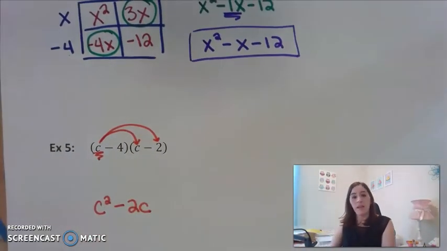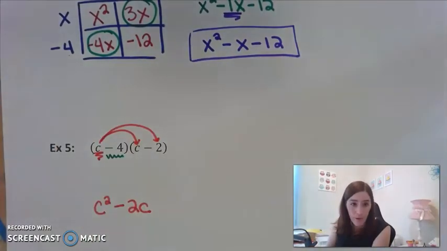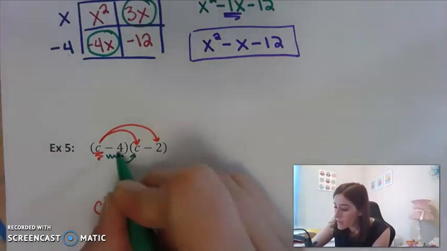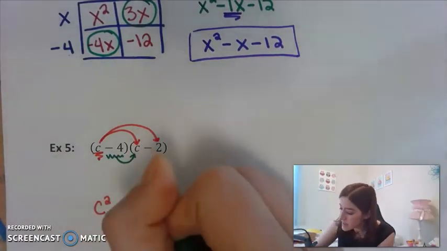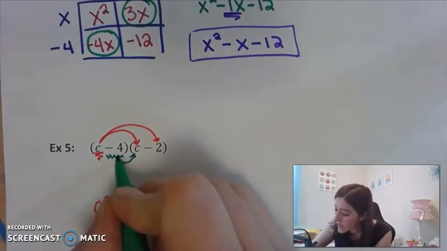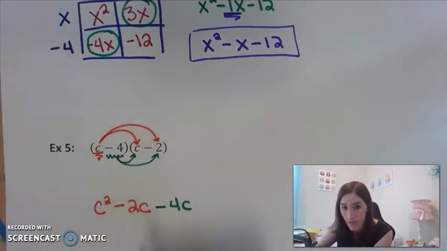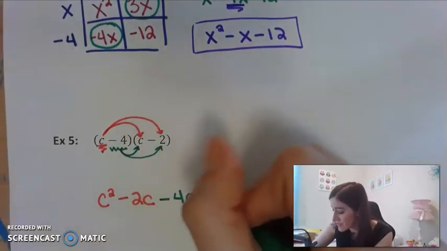Okay. All right, distributed the first term. Now I'm doing the same thing with the negative 4. Make sure you take that negative sign with it. A negative 4 times a positive 1c is a negative 4c. And then finally, I'm multiplying negative 4 times negative 2, excuse me, which gives me a positive 8.